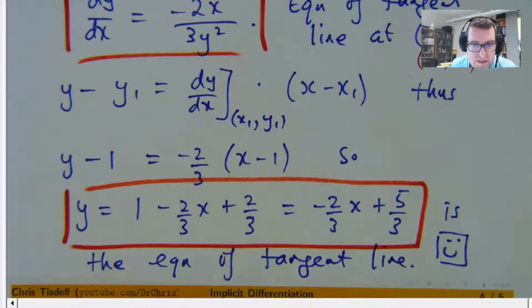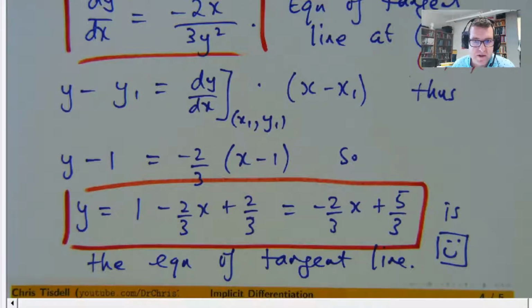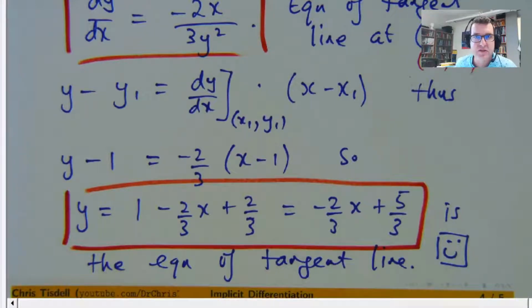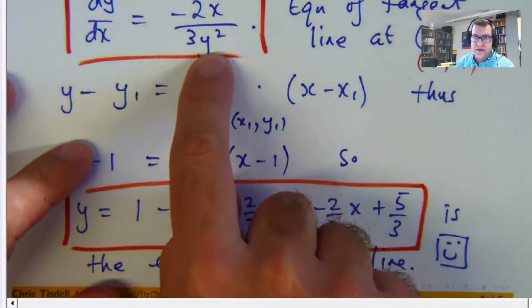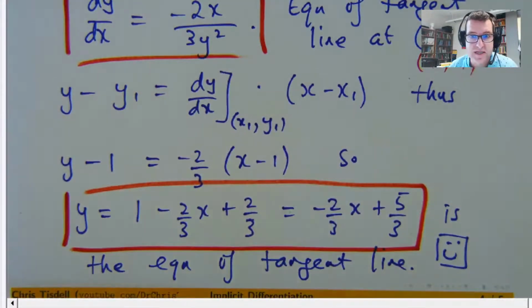I'm just looking at the live chat. Panda Bear, hello, has written: what if y equals 0 for dy dx? Well, you can't divide by 0, so the derivative would not be defined in that case. Good question. What happens if y equals 0 here? You can't divide by 0, so there's a problem. The derivative would not be defined there.